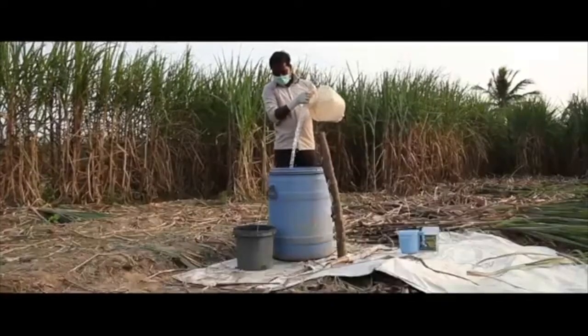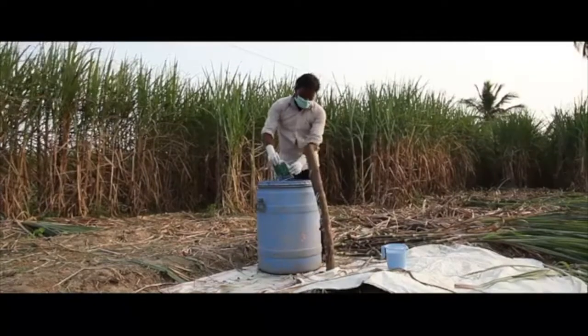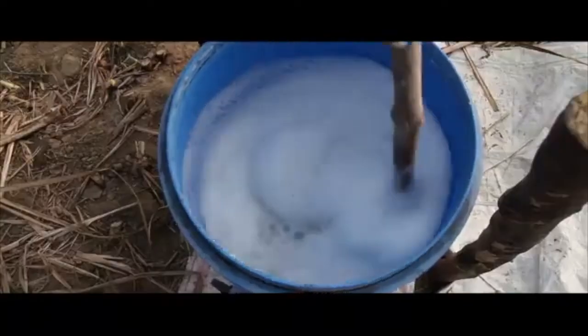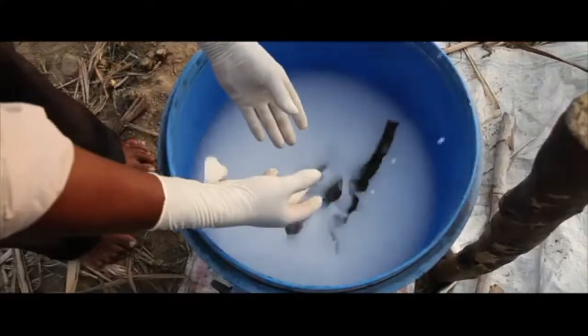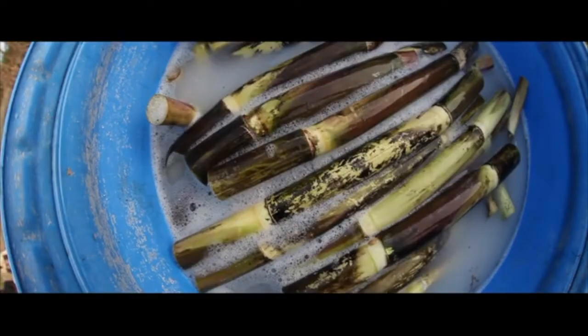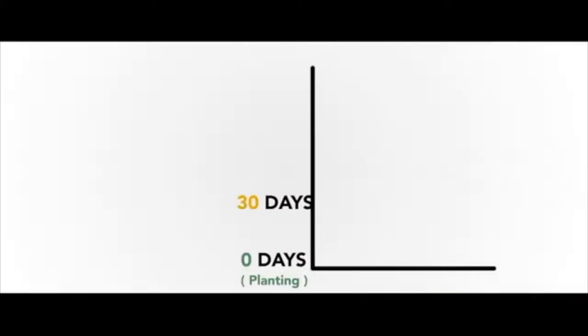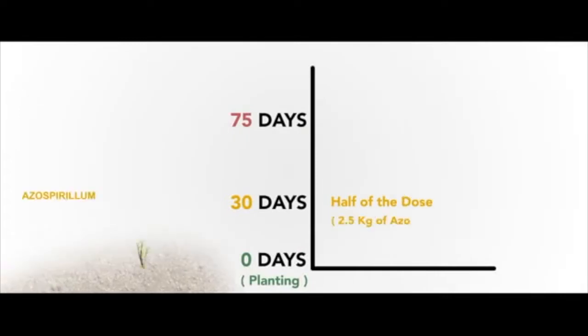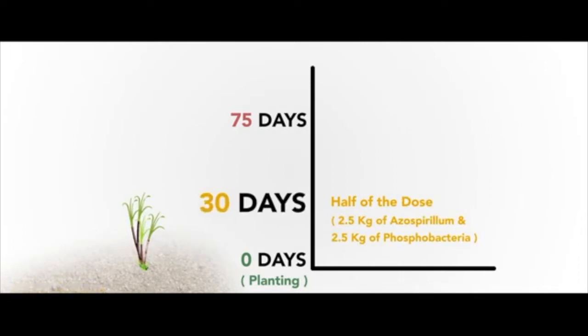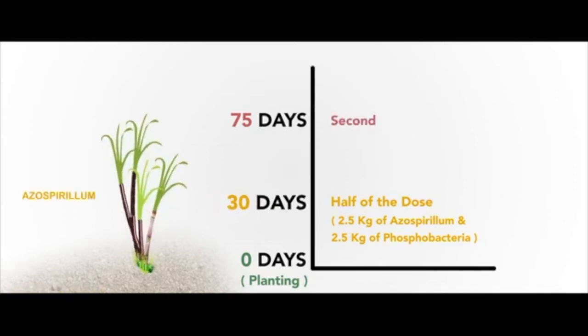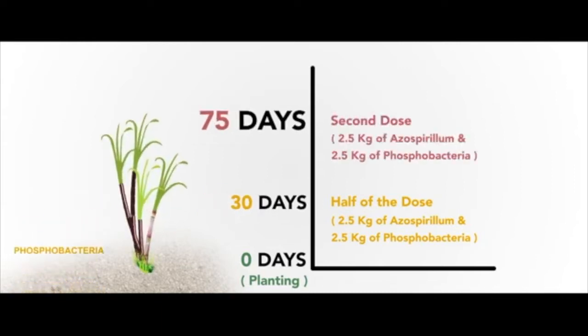For set soaking, 1 kg of Acetobacter is mixed with 100 liters of water and the sets are soaked in it for 20 to 30 minutes before planting. For soil application, the biofertilizer has to be applied in 2 doses. Half of the dose, that is 2.5 kg Azospirillum and 2.5 kg phosphobacteria should be applied at 30 days after planting and a second dose after 75 days of planting.